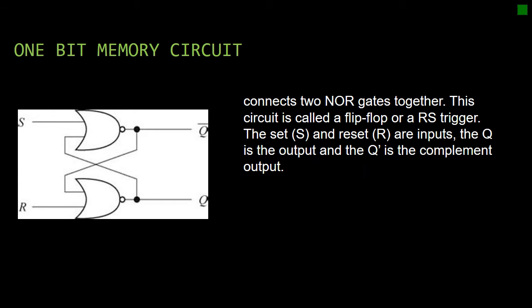So now, most of the processors are manufactured with VLSI technology. In designing a 1-bit memory, you need to connect two NOR gates. This is called a flip-flop or an RS trigger. The set S and the reset R are inputs, and Q is the output, and Q-bar is the complement output.